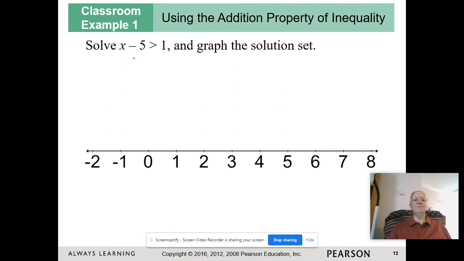All right, so let's do some examples. If I have x minus 5 is greater than 1, then we are going to solve it by adding 5. I have x is greater than 6. Remember, when we are solving these, we want to end up with the variable on the left, because when the variable is on the left, this arrow will tell us which direction to shade. So it's pointing to the right. We're going to shade to the right.